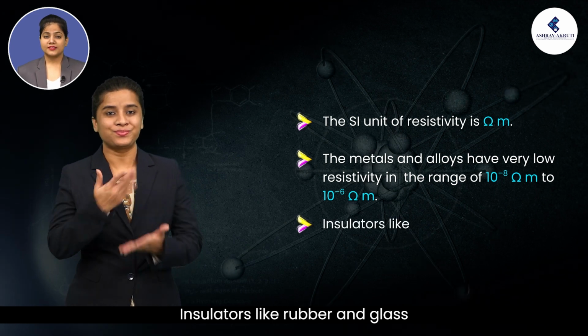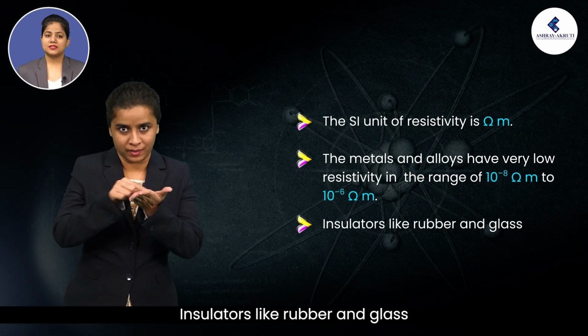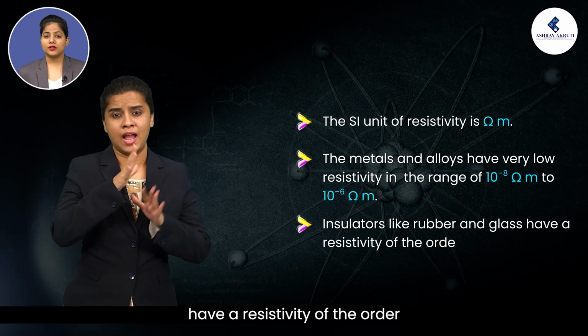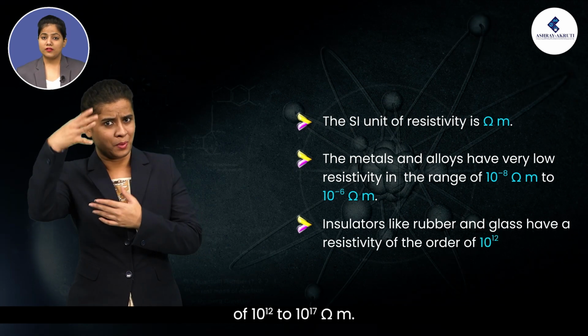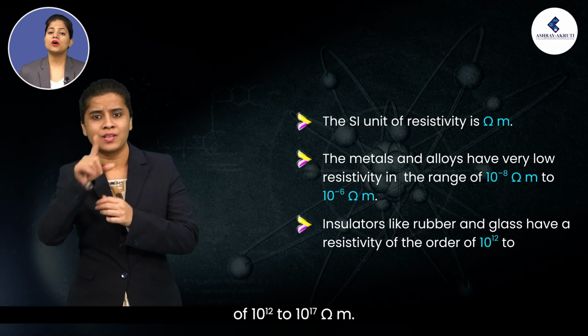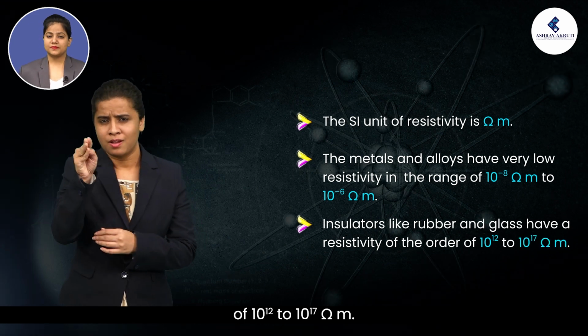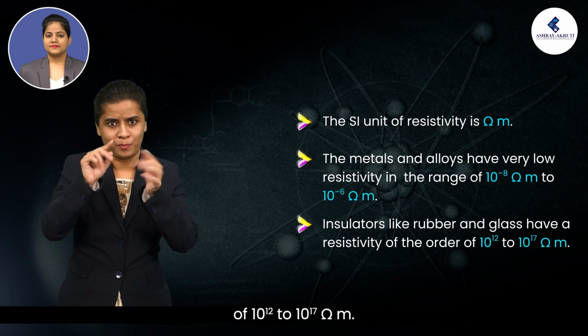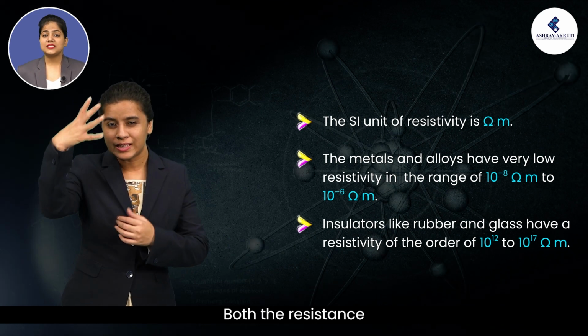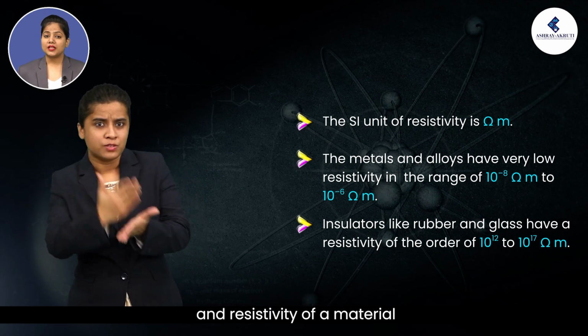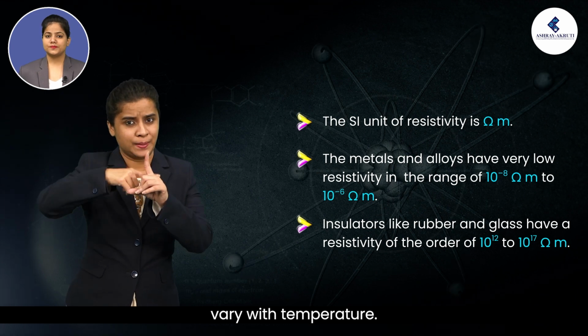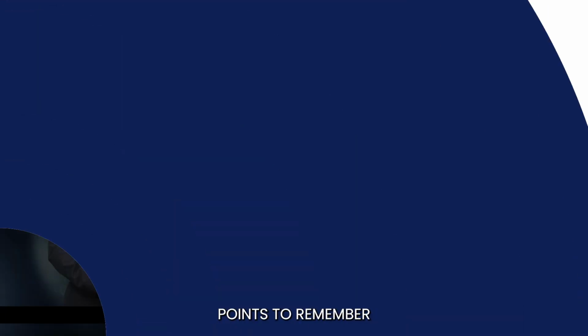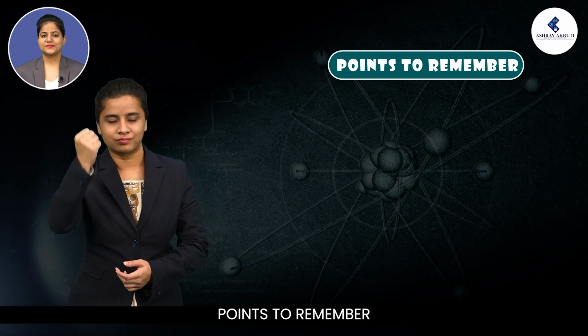Insulators like rubber and glass have a resistivity of the order of 10 to the power 12 to 10 to the power 17 ohm meter. Both the resistance and resistivity of a material vary with temperature. Points to remember. Ohm's law.